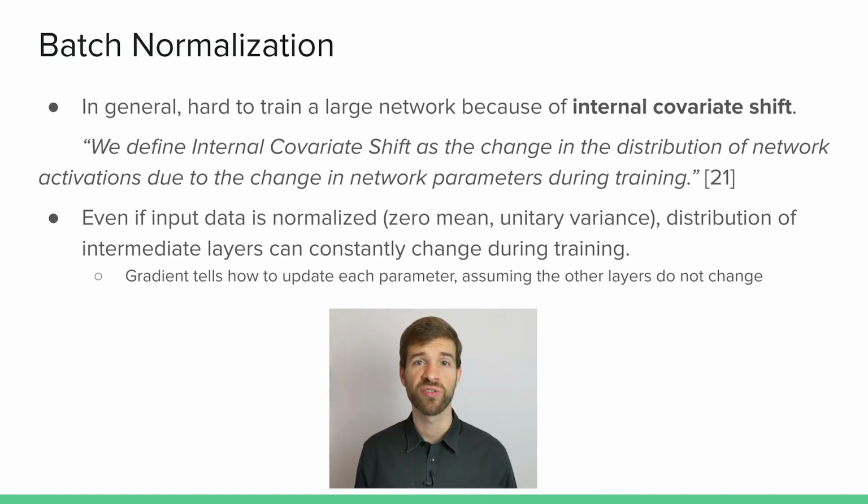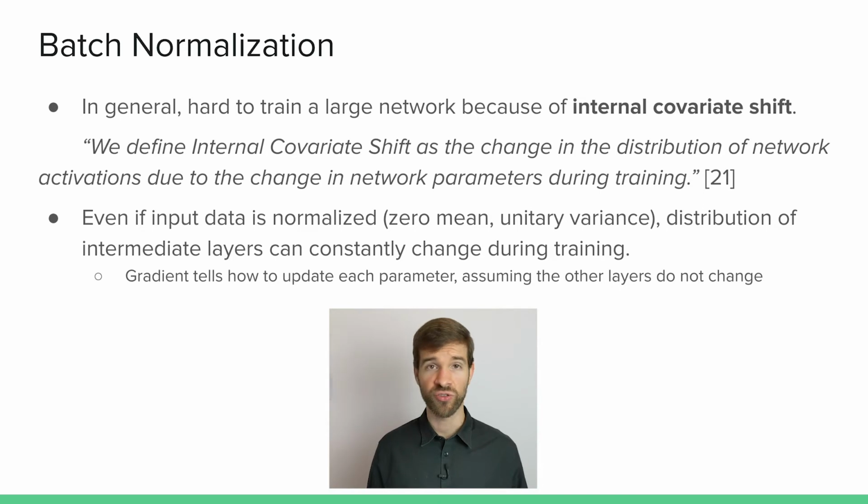Batch normalization is a regularization strategy that is a bit controversial, but very popular, and you can see it in almost every neural network at one point, especially whenever we talk about convolutional neural networks. In general, it is hard to train a large neural network because of so-called internal covariate shift. What is this internal covariate shift? We define this internal covariate shift as the change in the distribution of the network activations due to the change in network parameters during training.